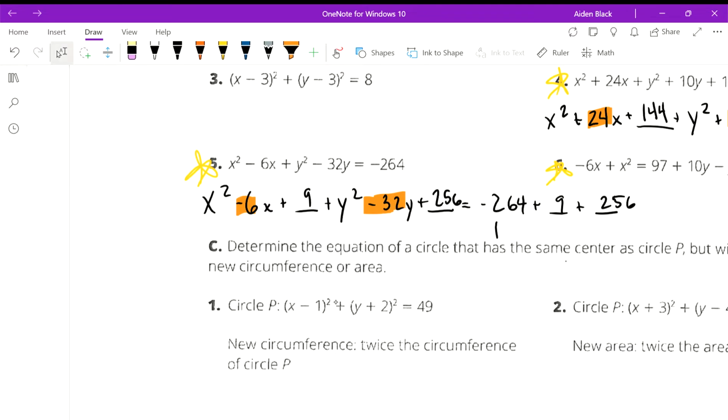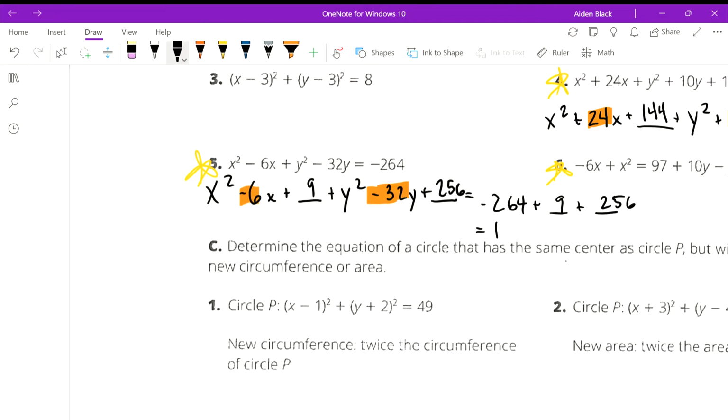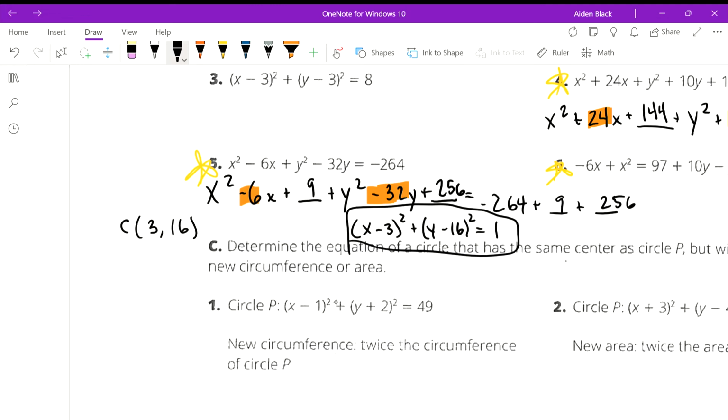So we have 1 is equal to, and remember guys, this is the easy part. You take those highlighted numbers there and you just cut them in half. And you're done. There's the equation of the circle, which means you know (h, k) should be (3, 16), and our radius, since our radius squared is 1, our radius must be 1.